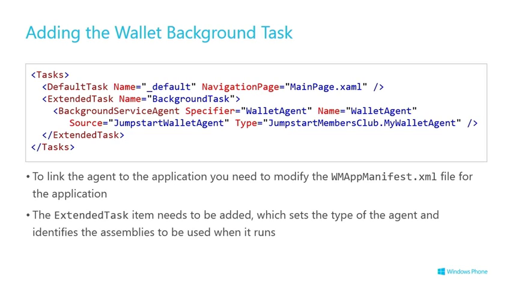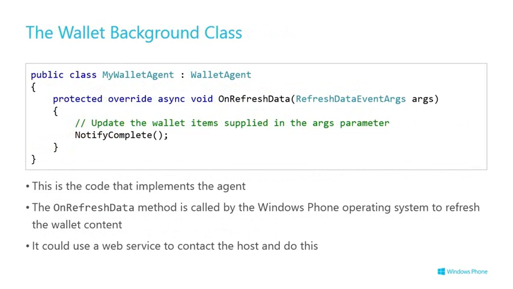You actually have to go in and edit this yourself. So you have to add this extended task underneath the default task. This is why I say it's not quite the same as the other background agents. This is plumbing more into the workings of the phone. So this is the main way that you're going to be updating the details that are on that card in the wallet. Absolutely. And then, of course, we have the background class.